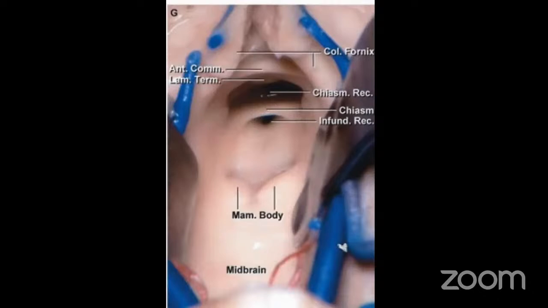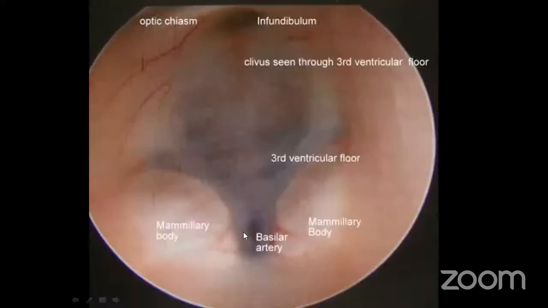Also important is that you can clearly visualize the basilar artery in this region so that you do not cause damage to it inadvertently. So this is an endoscopic view of the same picture. You can appreciate it via endoscope. Once you have passed from the foramen of Monro, you can look at the floor of the third ventricle. So this is the third ventricular floor. This is the region of the basilar artery, mammillary bodies on both sides, and just anterior to this region of the mammillary body, you perforate the third ventricular floor.